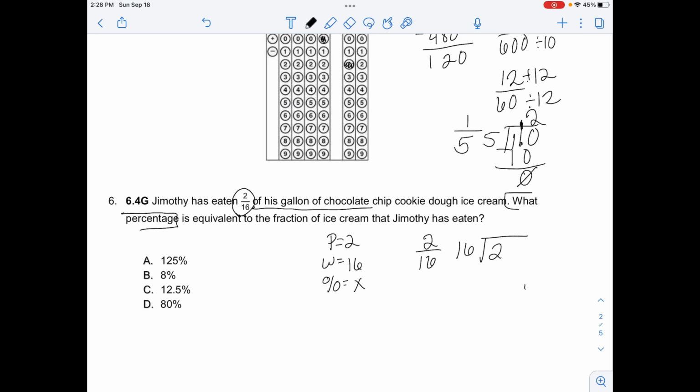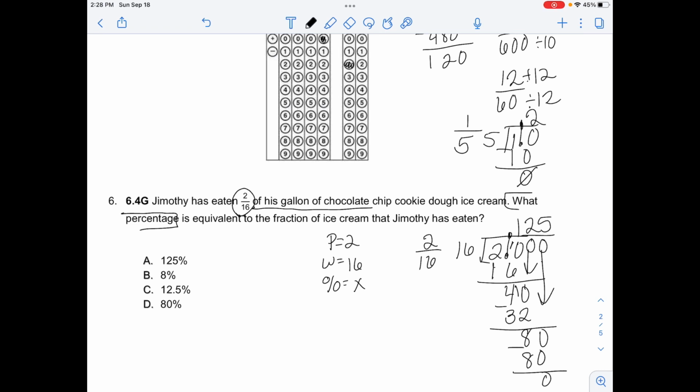Okay, 16 doesn't go into 2. So I add my decimal, bring it up top, and I get 20. 1 times 16 is 16. My remainder is 4. So I need to add a 0 and bring that down, and I get 40. And then 2 times 16 is 32. 40 minus 32 is 8. Need to add a 0 and bring it down, and I get 80. So 5 times 16 is 80. 80 minus 80 is 0. So there is my decimal.